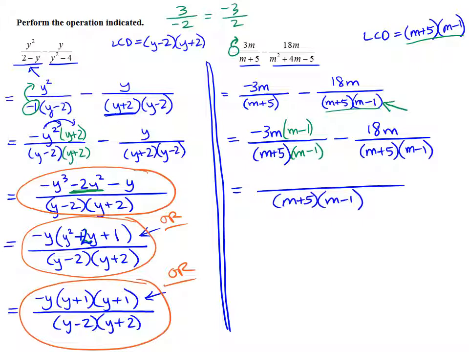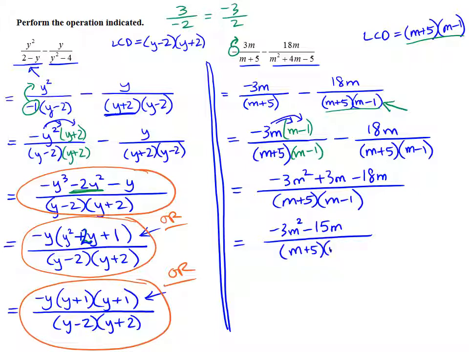And my numerators I can subtract, but remember to distribute before you collect like terms. So negative 3m squared plus negative 3m times a negative 1 is a positive 3m, and then minus 18m. Now this time there are some like terms to collect in the numerator. We've got only one m squared term, but we do have two m terms, minus 15m when we combine them, all over m plus 5 times m minus 1. That is my numerator simplified.